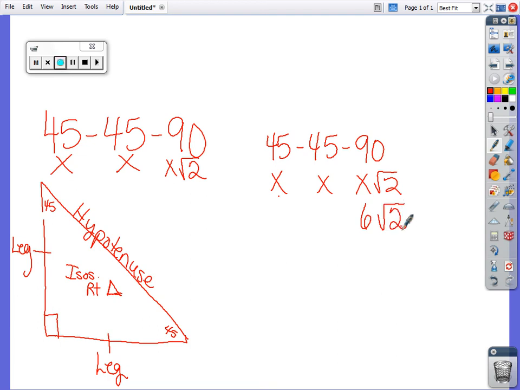So as you notice, that square root of 2 and this square root of 2 are the same. If they're the same and you can actually see it, then all you have to do is pull that 6 off of there because that is your x value, as long as both of those are the square root of 2. So that means both of my legs are 6. Okay, that's the easy hypotenuse problem, right?